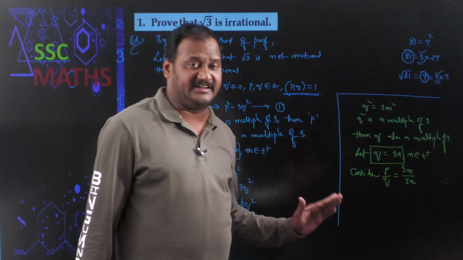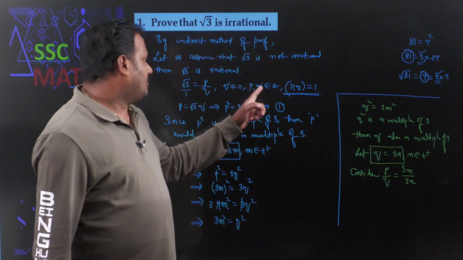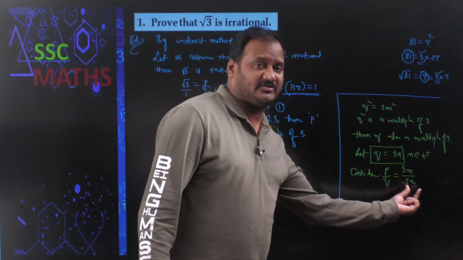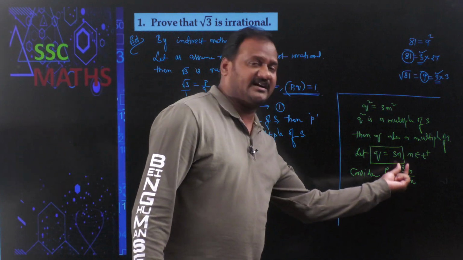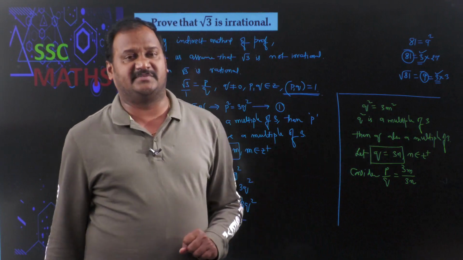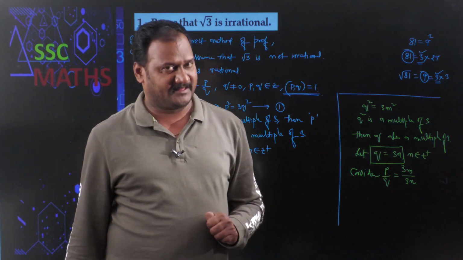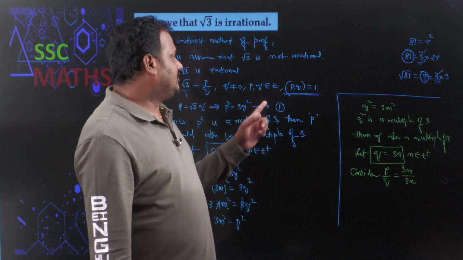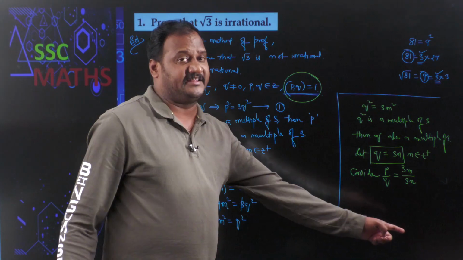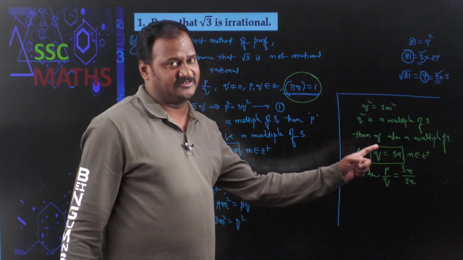You don't cancel the 3 and 3 here. Why? Because p divided by q, where HCF of p, q is equal to 1. But what is HCF of p, q that you are getting here? HCF of p, q is equal to HCF of 3m, 3n. So HCF of 3m, 3n is going to be 3, but it is not equal to 1. Did you get my point? Here you have considered that HCF of p, q is equal to 1, but you are not getting HCF of p, q equal to 1 here. You are getting HCF of p, q equal to 3.